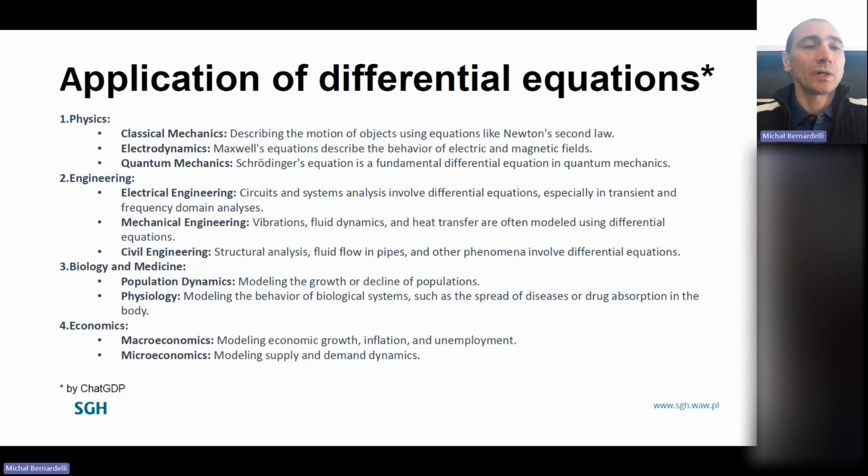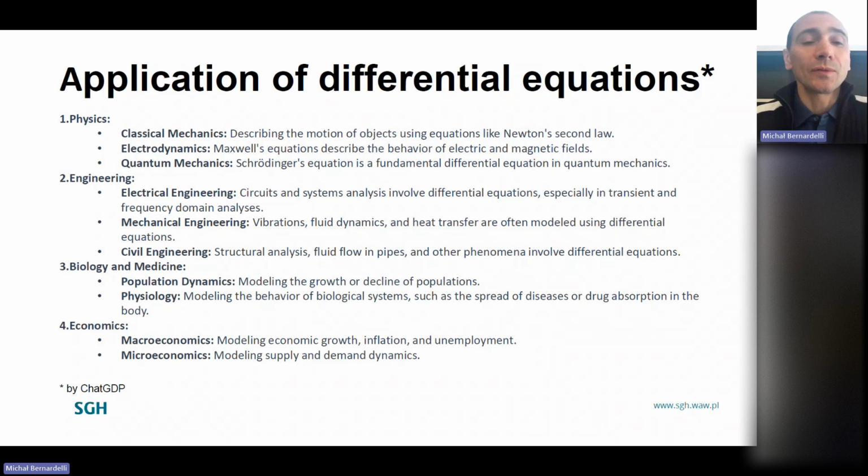So we can see that we've got obviously physics, from classical mechanics and electrodynamics to quantum mechanics, and engineering a lot. Without that, there wouldn't be any airplanes, buildings, or cars. Biology and medicine, and everything related with population dynamics, like growth, not only economic growth, but also growth of the population, and physiology. Especially during the pandemic, there were a lot of models showing how diseases can spread, or how drug absorption in the body changes in time.